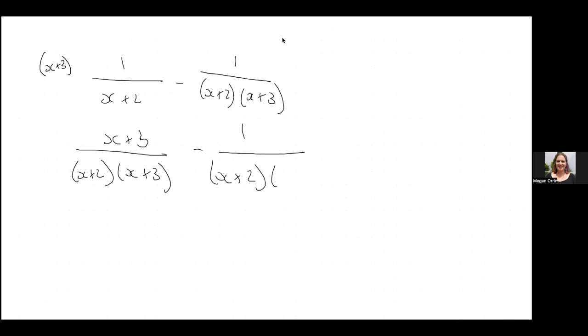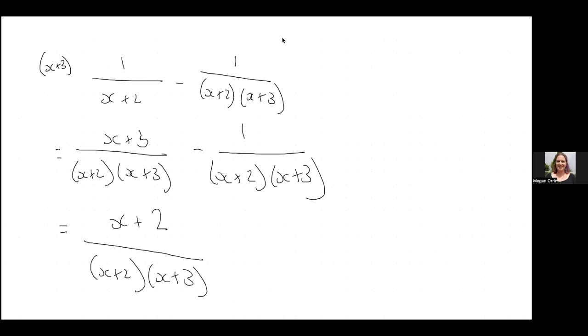x plus 3. So then what does my top look like? X plus what? 2, because this is 3 minus 1. And then I've got x plus 2, x plus 3. Okay, I can think of this as a set of brackets. So then I end up with 1 over x plus 3. Right? Ta-da! That's my answer.